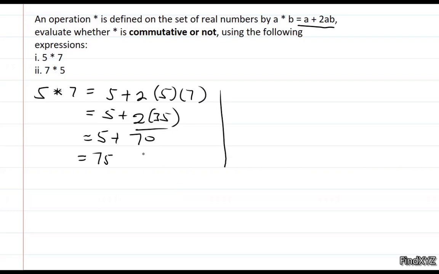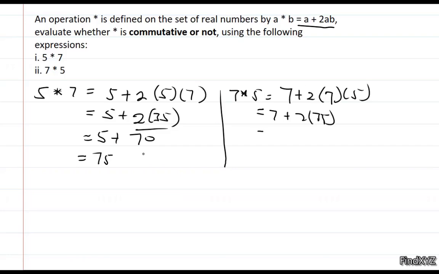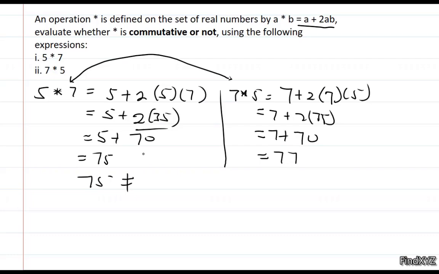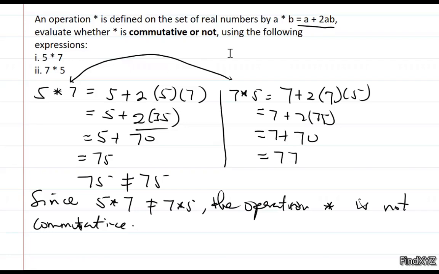Now let's perform the second expression, which is 7 star 5. The same way, pick the first number, which is 7, plus twice the product of the two numbers, 7 and 5. So we have 2 multiplying 7 times 5, which will give us 35, so 7 plus 70 will give us 77. Now to show commutativity, we consider the order in which the operations were done. So we can clearly see that 77 is not equal to 75. So we can conclude that since 5 star 7 is not equal to 7 star 5, the operation star is not commutative.